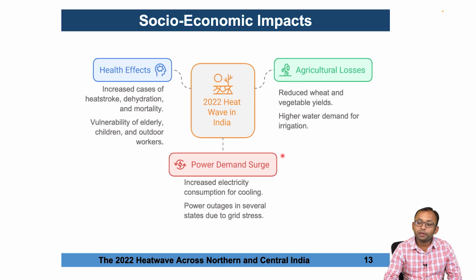What is the socio-economic effect of these heat waves? Health effects: increased cases of heat stroke, dehydration, mortality, vulnerability of the elderly, children and outdoor workers. Agricultural losses: we have discussed the reduced wheat and vegetable yields during that period, higher water demand for irrigation, and power demand surges because of the increased heat conditions.